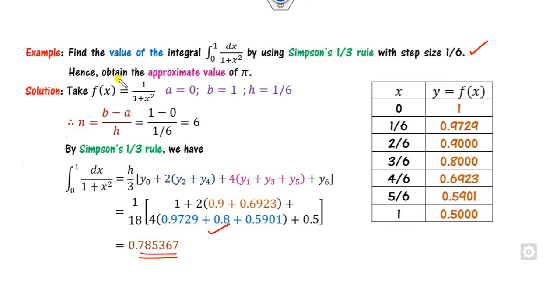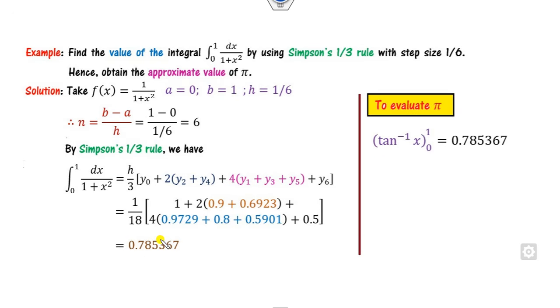Now the second part is you have to obtain the value of pi. What is the integration of this? It is tan inverse x over 0 to 1. What is tan inverse of 1? Pi/4 minus 0. I can substitute this value, and you can find the value of pi as the right answer of this problem.